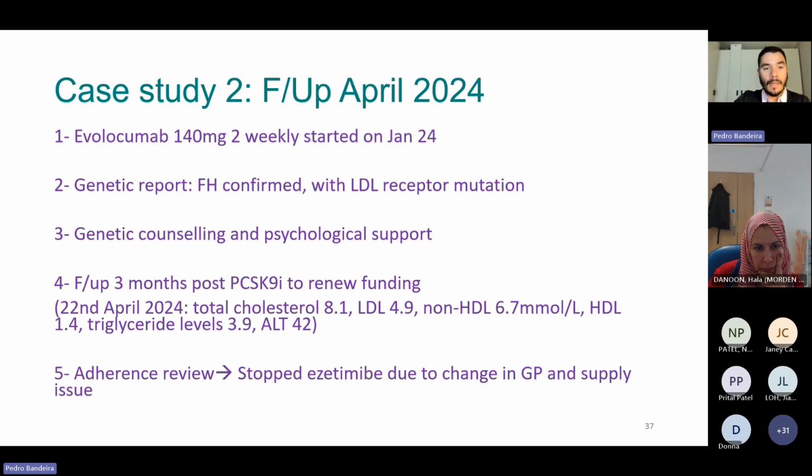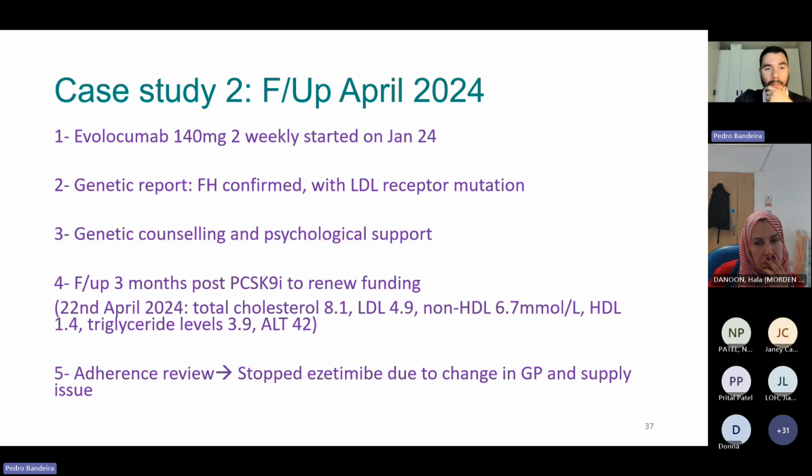So in April this year, I saw him again. He had his genetic report confirmed FH, with an LDL receptor mutation.